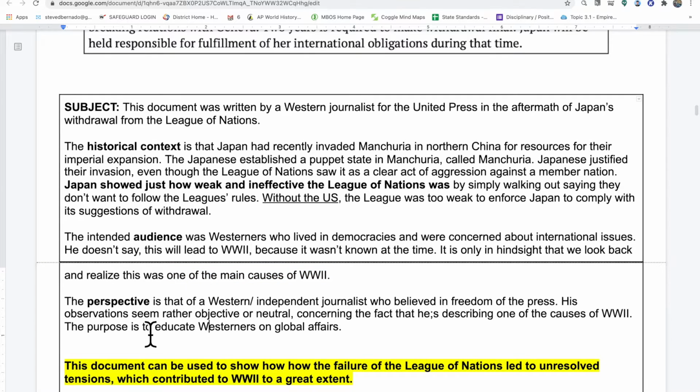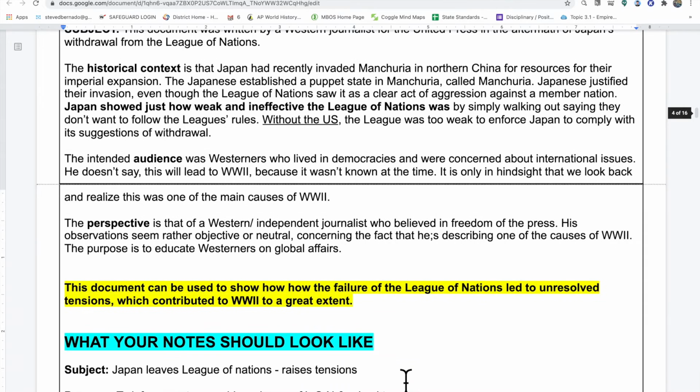Well, what's the perspective? It's that of a Western or independent journalist who believed in freedom of the press. His observations seem rather objective or neutral, right? Non-biased, concerning the fact that he's describing one of the causes of World War II. The purpose is to educate Westerners on global affairs. Okay, this document can be used to show how the failure of the League of Nations led to unresolved tensions which contributed to World War II to a great extent.